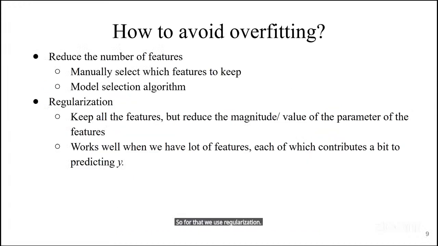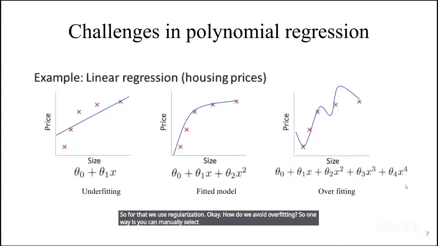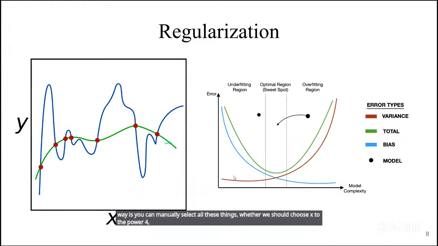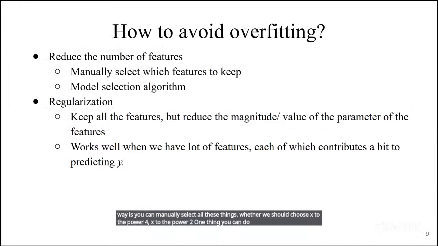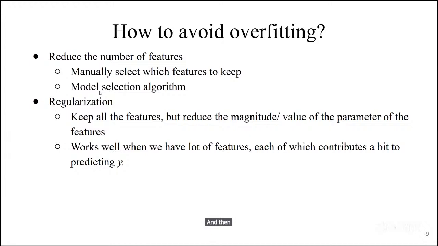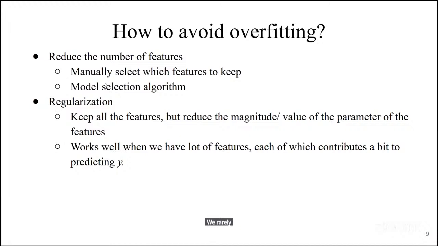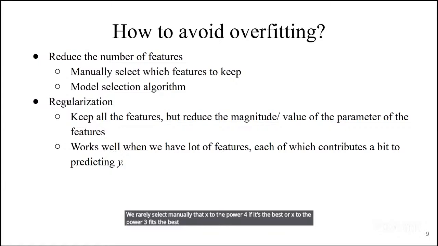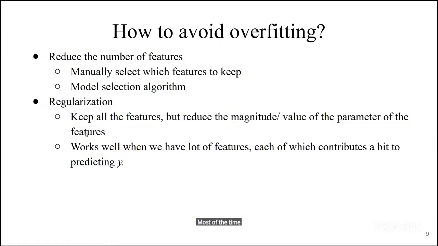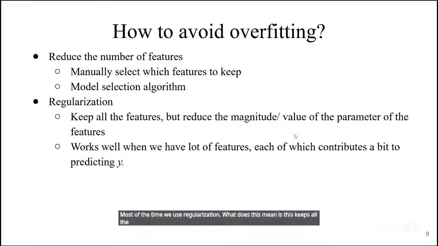How do we avoid overfitting? One way is you can manually select whether we should choose x to the power 4 or x to the power 2, and then do model selection. The other thing that we do most of the time is regularization. We rarely manually select that x to the power 4 fits the best or x to the power 3 fits the best. Most of the time we use regularization. What this means is it keeps all the features but reduces the magnitude and the value of the parameters.